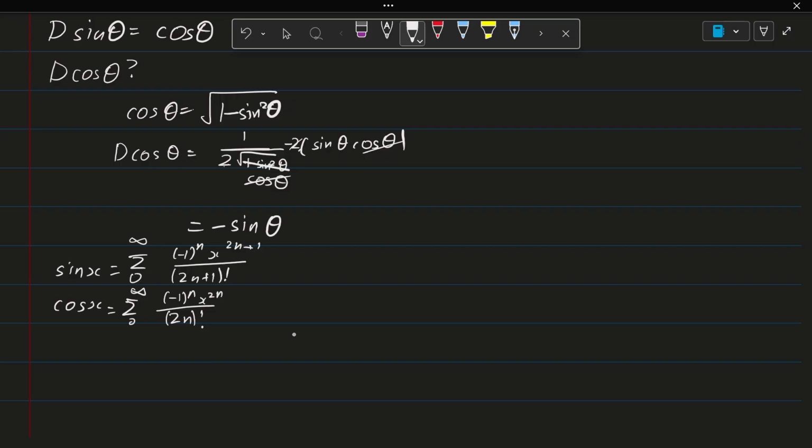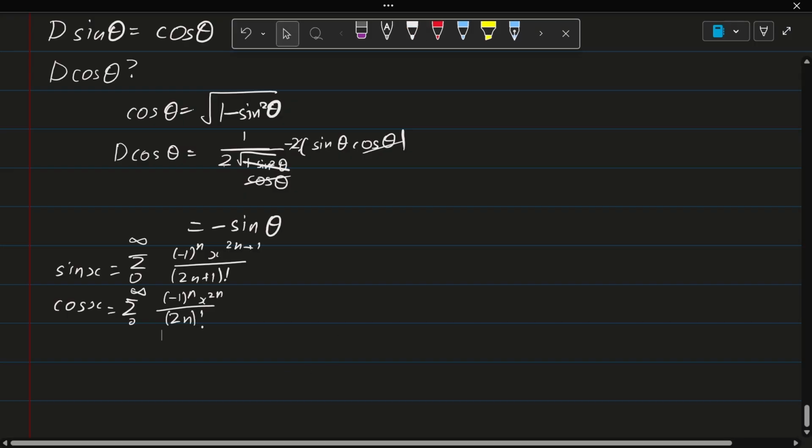You could also put this into the ratio test, and we are able to obtain that the radius of convergence is infinity. So we can use this definition for any x. So we have already discussed the basics of the trigonometric functions.